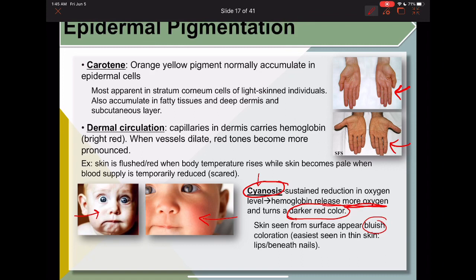Okay, so it's usually easiest seen in thin skin. So areas where we have really thin layers of skin are, for example, our lips and underneath our nails. So this is why when someone is losing blood or in the situation where they're anemic, you will see their lips turning pale or turning purple, and also their nails as well, and especially if one is losing oxygen.